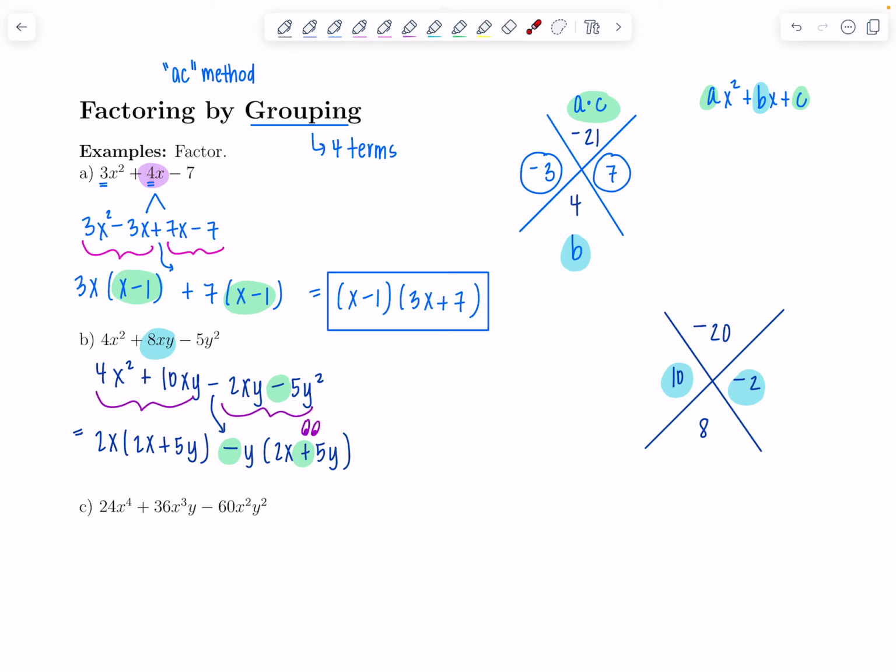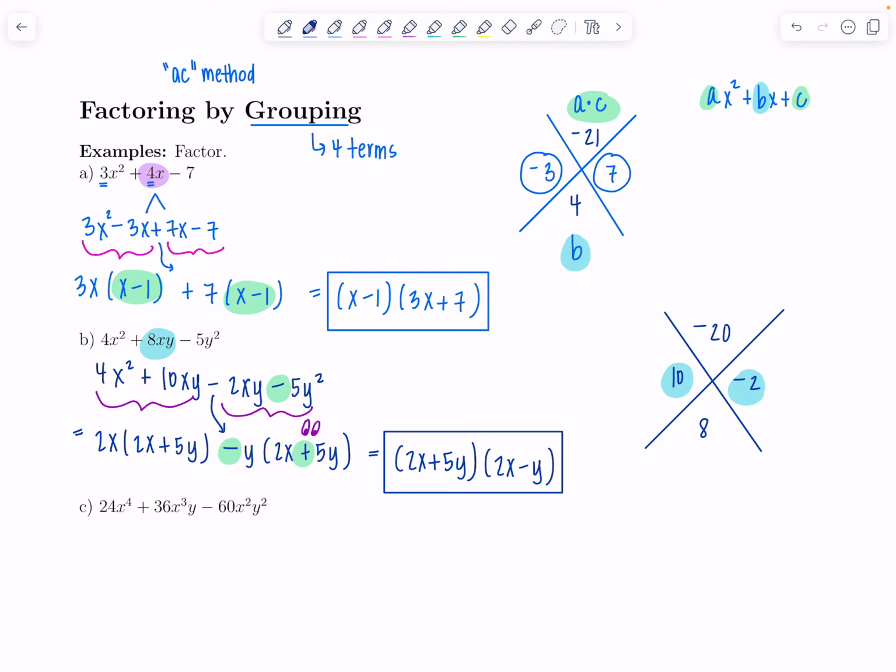But if you forgot, the good thing is, remember, these should always match. So you would be like, wait, why do I have a minus sign here when there's a plus sign here? So hopefully that'll remind you. Okay, and then perfect. 2x plus 5y can be factored out. And then I'm left with 2x minus y. And we're done. Good? Okay, I got one more.